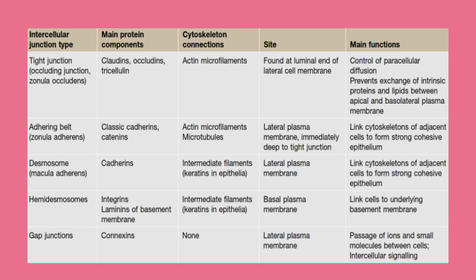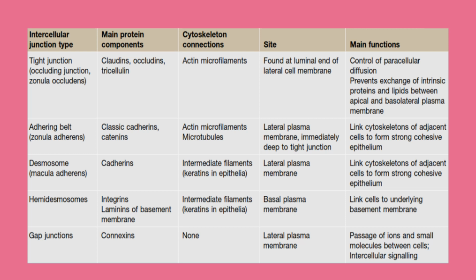Tight junction can be found at the luminal end of the lateral cell membrane and controls paracellular diffusion, preventing exchange of intrinsic protein and lipid between apical and basolateral plasma membrane. Zonula adherens can be found at the lateral plasma membrane immediately deep to the tight junction. And this links the cytoskeleton of adjacent cells to form a strong cohesive epithelium, like desmosome.